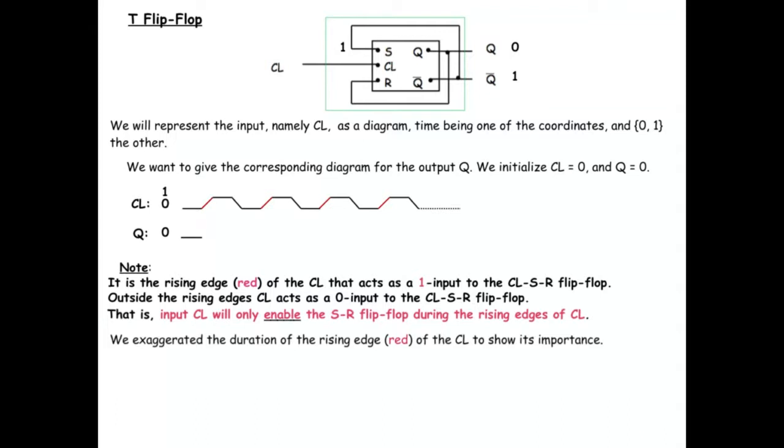Now, we exaggerated the duration of the rising edge of the clock to show its importance, right? As I said, in real time, it happens incredibly fast, 1 trillionth of a second, and then for 999 nanoseconds, it just sits there, but still very fast.